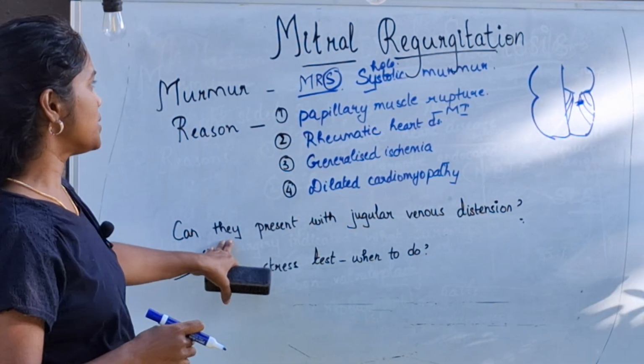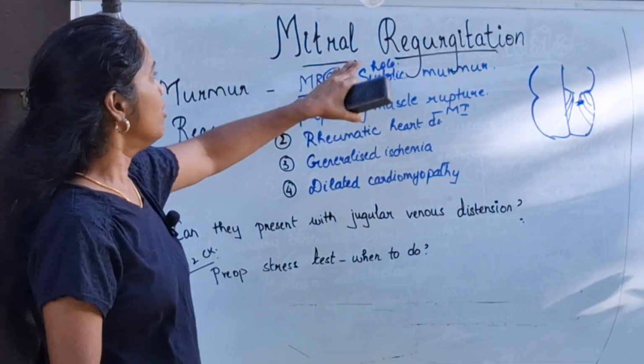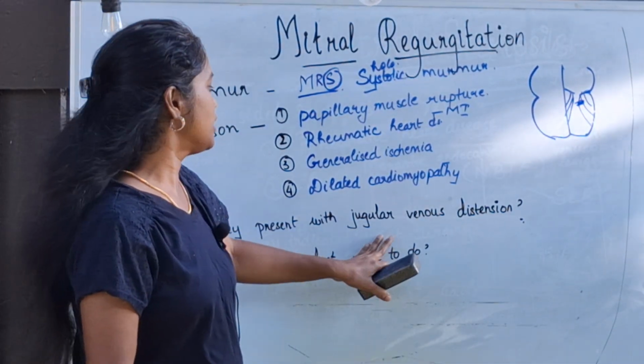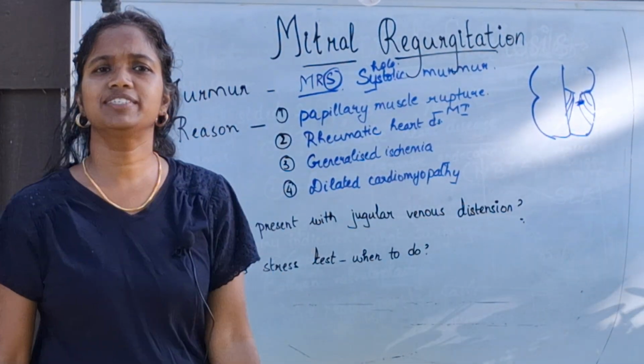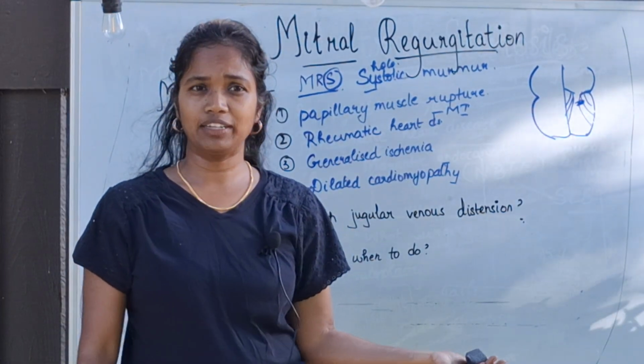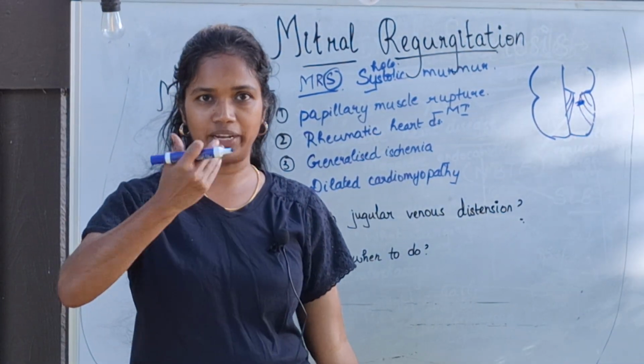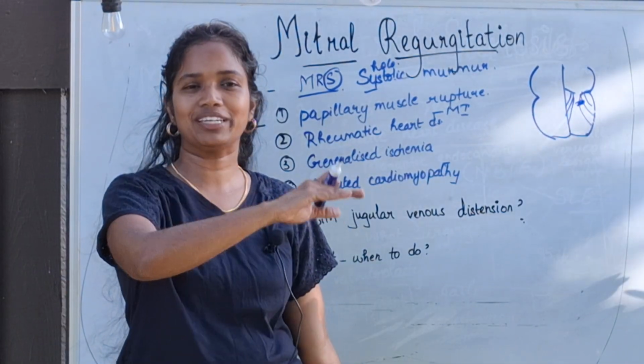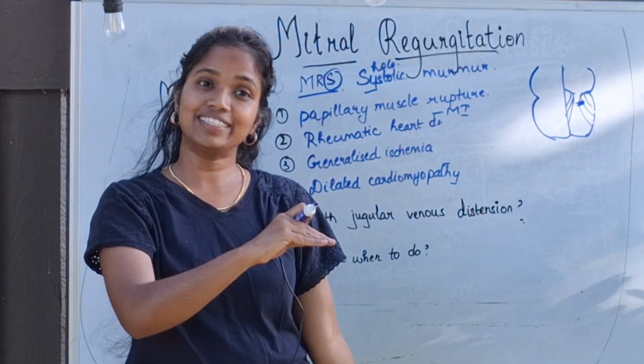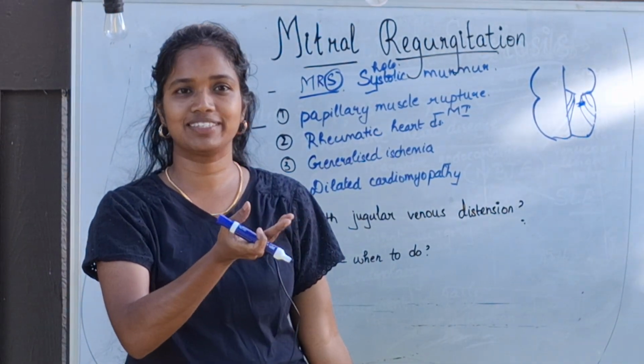And there is a question where they indicate that a patient with mitral regurgitation presents with jugular venous distension. Can they present with jugular venous distension? Of course they can, because of the pressure being transmitted all the way to the right side, it can result in jugular venous distension.